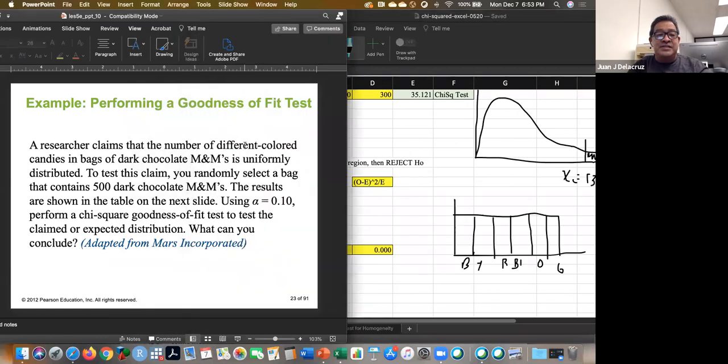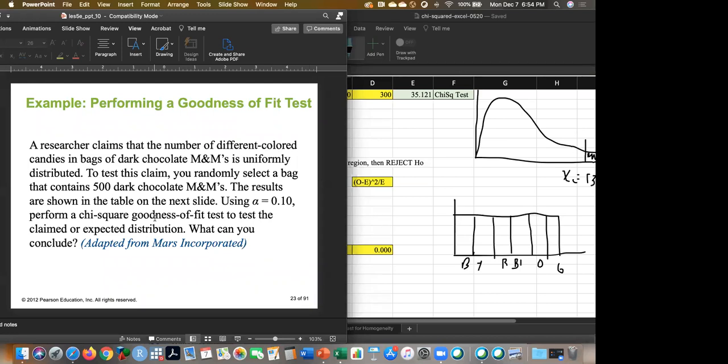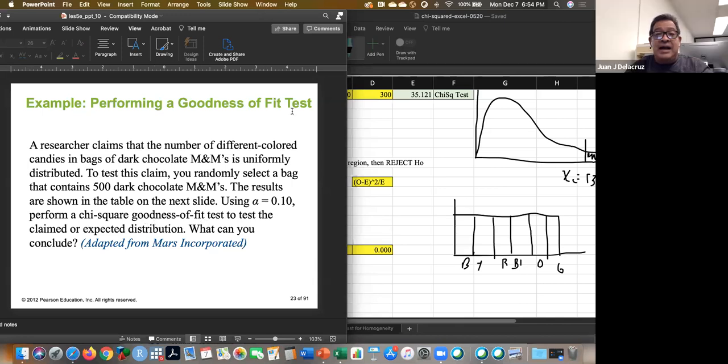In this case, a researcher claims that the number of different color candies in bags of dark chocolate M&Ms is uniformly distributed. We are expecting that, and I think the company is expecting that. To test this claim, you randomly select a bag that contains 500 dark chocolate M&Ms. The results are shown in the table on the next slide. We are going to use a 10% level of significance to perform a chi-square test.